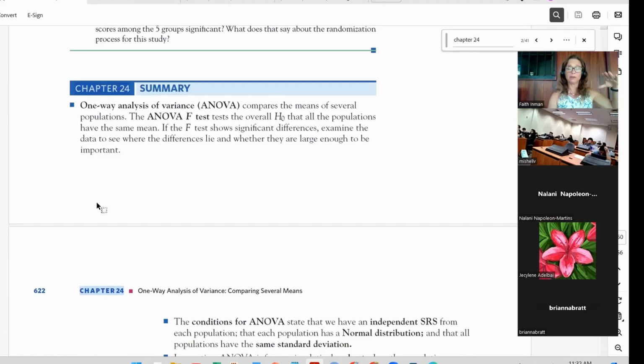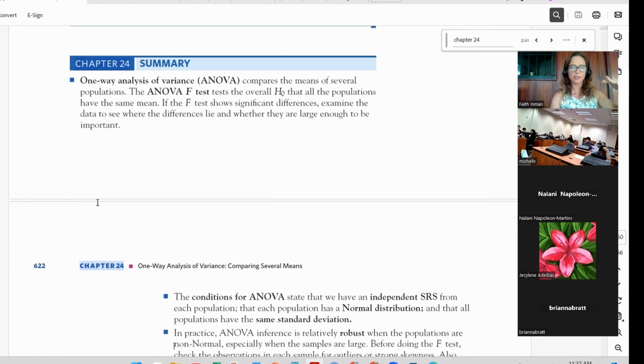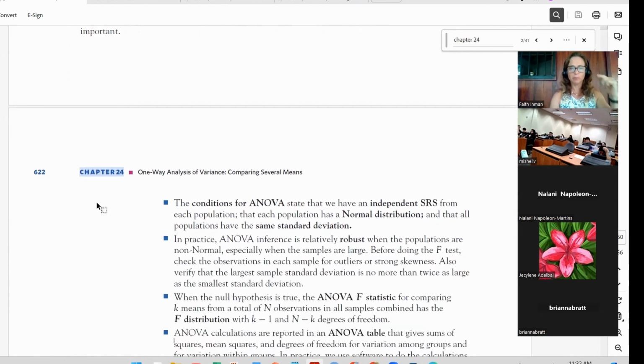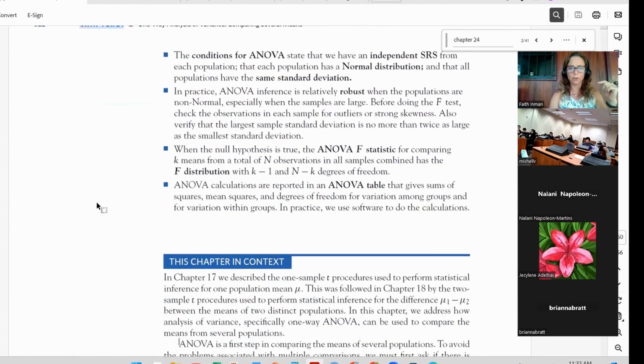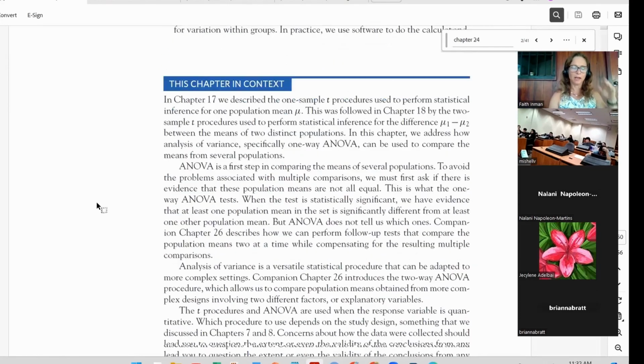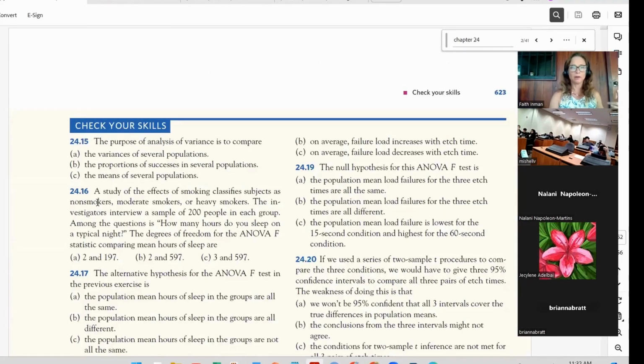Here's the summary. If you want just a quick review, you think, oh, I kind of get ANOVA, let me just read the summary. I'll just go down to the chapter summary, read this, bullet points, boom, boom, boom, right? Okay, refresh your memory, and then go down to the check your skills section and look at these questions.